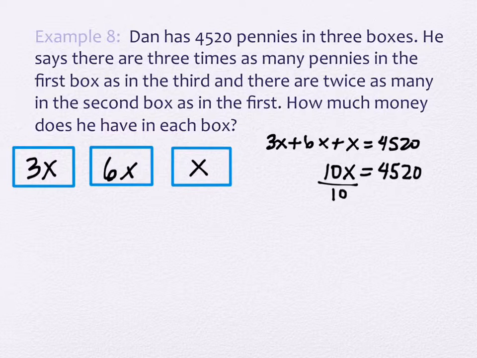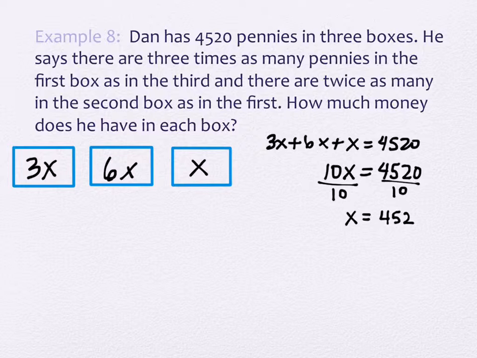Okay, and so did you divide to get that, Hannah? Yes. So you divided by 10. So x ends up equaling 452. Let's go back and actually make sure we got the directions part too. The directions say that the question they ask rather is how much money does he have in each box? So this is 452 what? In the third, in pennies.